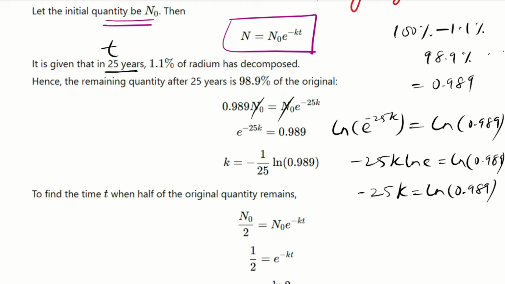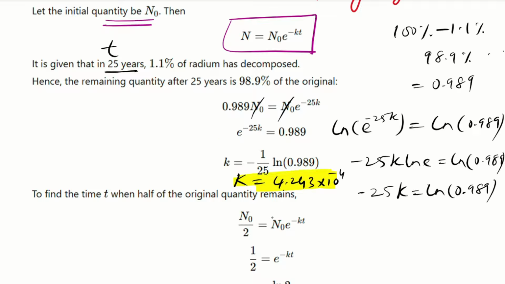So if you use the calculator to find it, in the calculator you have to use the natural logarithm ln. So k is equal to ln of 0.989 divided by minus 25. We get k is equal to 4.243 into 10 to the power minus 4. This is the value of k which you find.